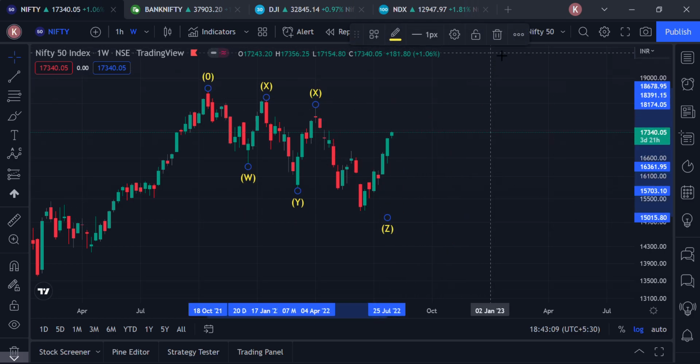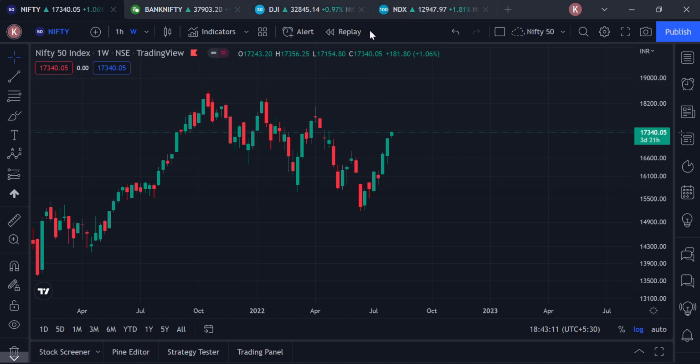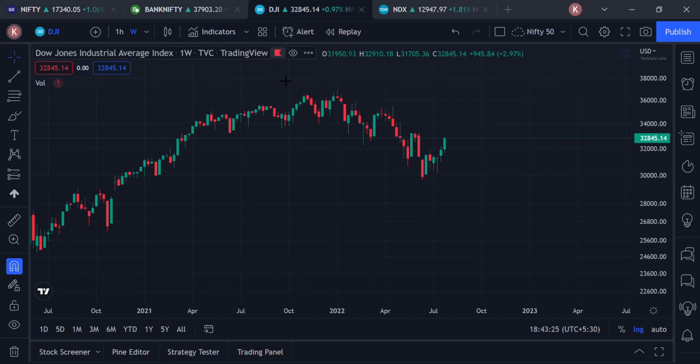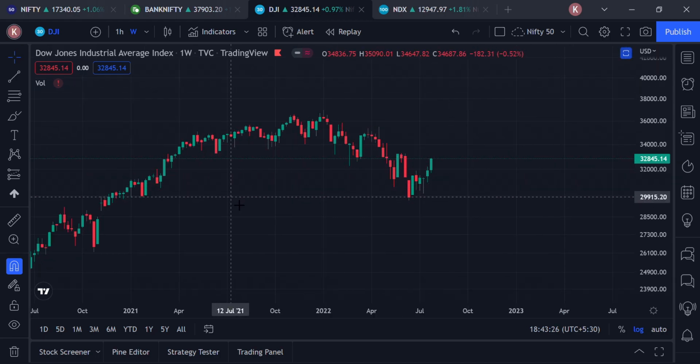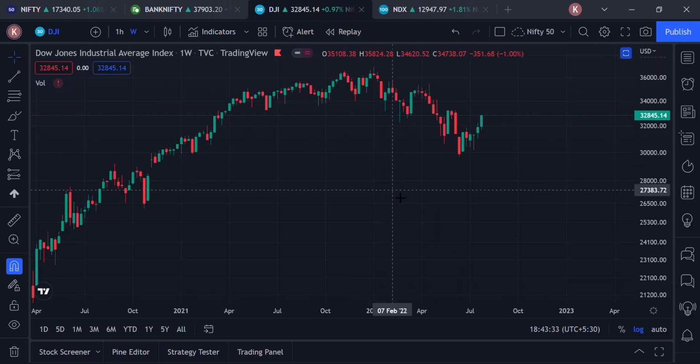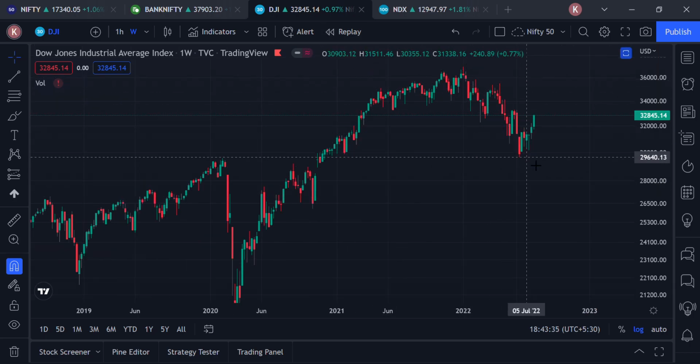This is possible, but based on the global cues and the global setup which we can see on Dow Jones, the Nasdaq, or the S&P 500, we can come to a conclusion. Let us discuss Dow Jones first, so that we can conclude what we are trying to say on Nifty. Alright, so this is the current setup of Dow Jones.